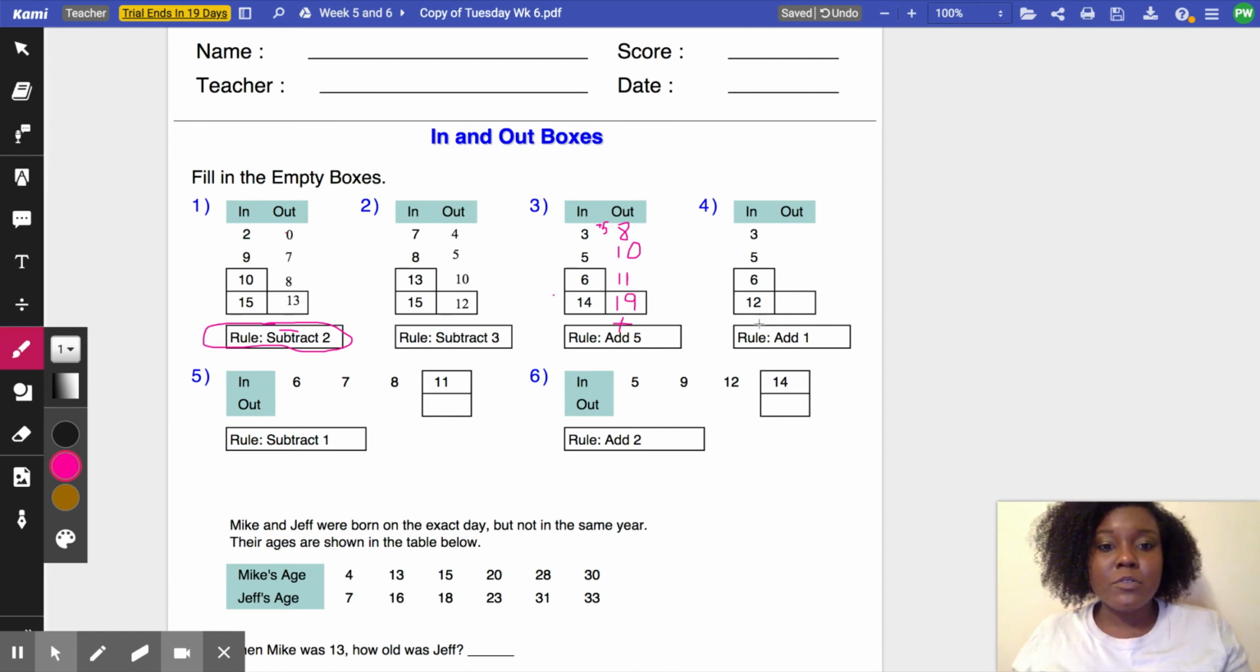The next one, the rule is add 1. That one we should do pretty well on. 3 plus 1 more is 4. 5 plus 1 more is 6. 6 plus 1 more is 7. 12 plus 1 more is 13.